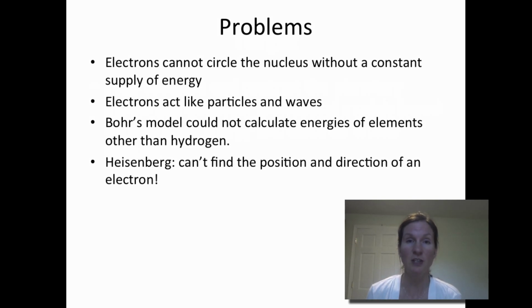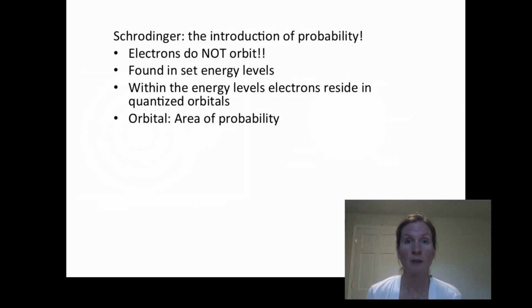And then we got Heisenberg coming in about this whole position and direction with the uncertainty principle. Now, how Schrödinger changed things then was we find electrons now reside in areas of probability rather than orbits. So the electron is not traveling in a defined path. Instead, it's traveling like a wave within these areas of probability. So that's the big change, okay? That electrons are now in orbitals instead of in orbits.